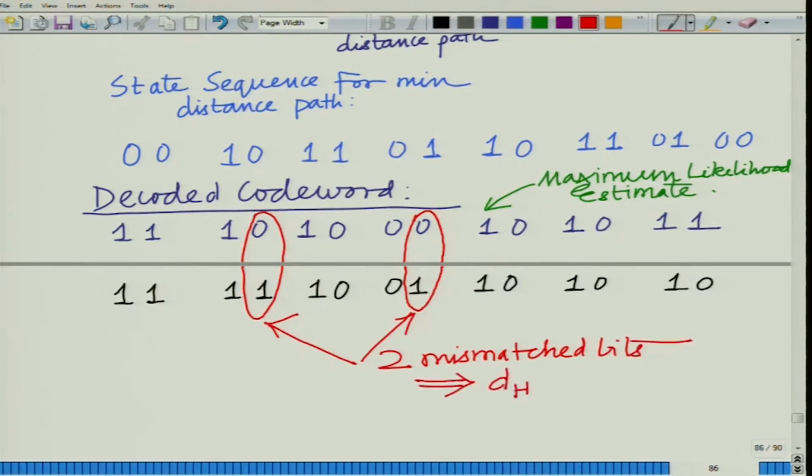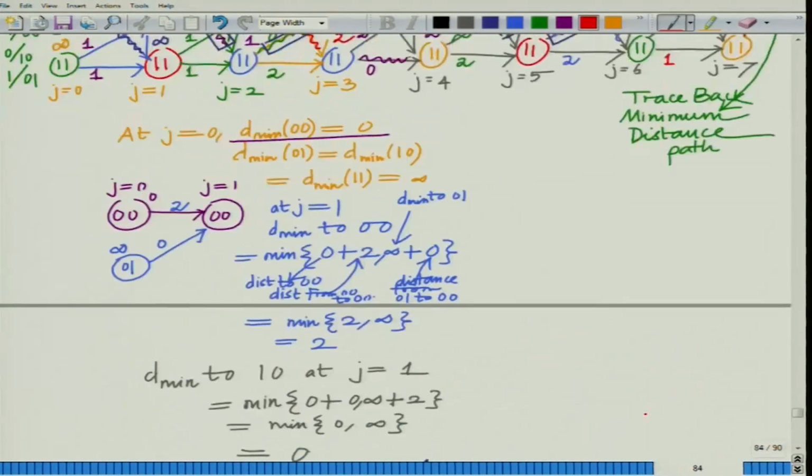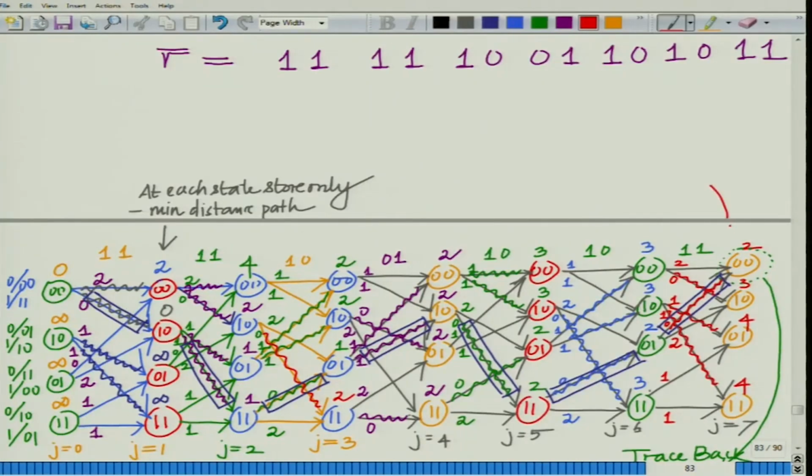This implies D_H between C bar, the decoded code word, and R bar is equal to 2, and in fact the Viterbi algorithm guarantees that this is the D min, and that is what we have seen. Remember, from the final state, this is your D min, the minimum Hamming distance. The code word corresponds to the path with the minimum path metric, which also is the minimum Hamming distance between the decoded code word and the received word.